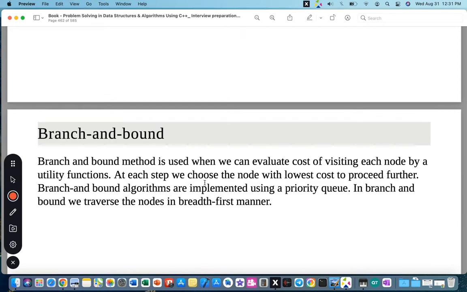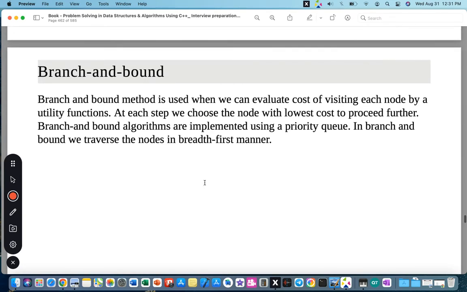And branch and bound algorithm design technique. The branch and bound method is used when we can evaluate the cost of visiting each node by a utility function. At each step, we choose the node with the lowest cost to proceed further. Branch and bound algorithms are implemented using a priority queue. In branch and bound, we traverse the nodes in a breadth-first manner.